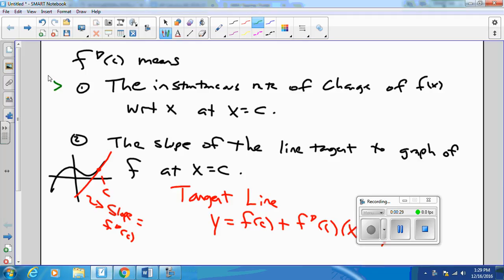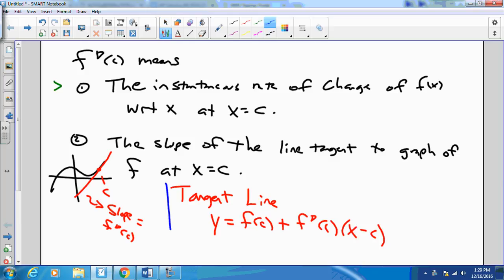And in particular, the tangent line can be constructed as y equals f of c plus f prime of c times x minus c. And the important thing is not to confuse x and c here. I get a whole lot of people giving me f prime of x. Don't do that.